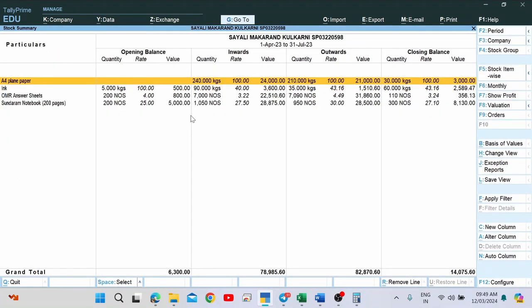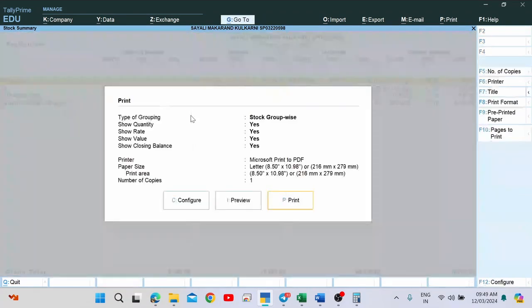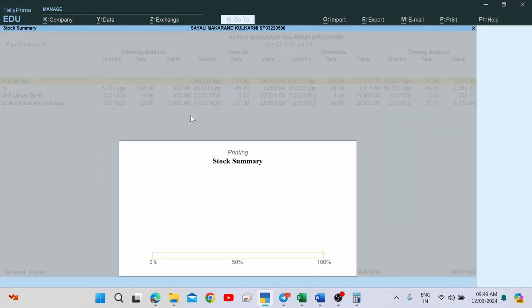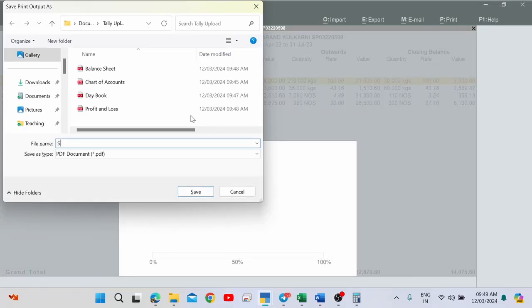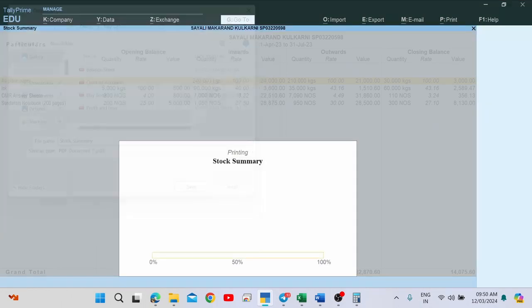You'll get it like this. After getting it, just press Control P, and then don't change the configuration, just say Print, and then name it stock summary, and save.